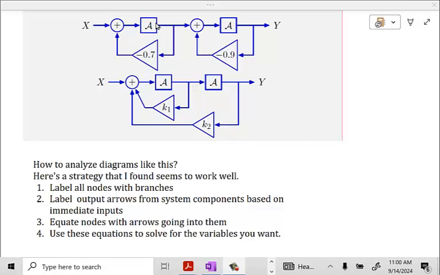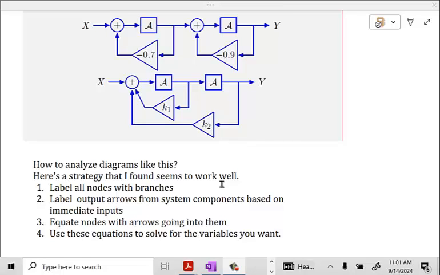But really, the way you analyze these diagrams is the same whether or not the system is a discrete signal processing system or a continuous signal processing system. The idea is you want to change this diagram into an algebraic expression that relates x and y. In other words, get the transfer function. And I personally have found this quite confusing. There are so many arrows. How do you get equations from the arrows? So I've thought about this quite a bit, and here's a strategy that I found seems to work very well.